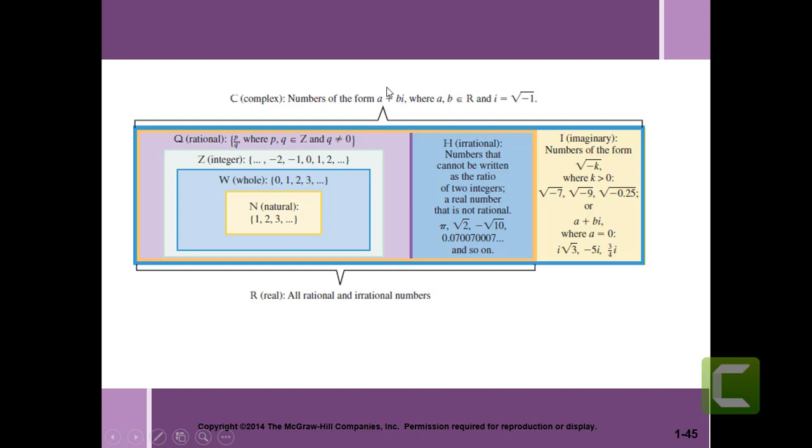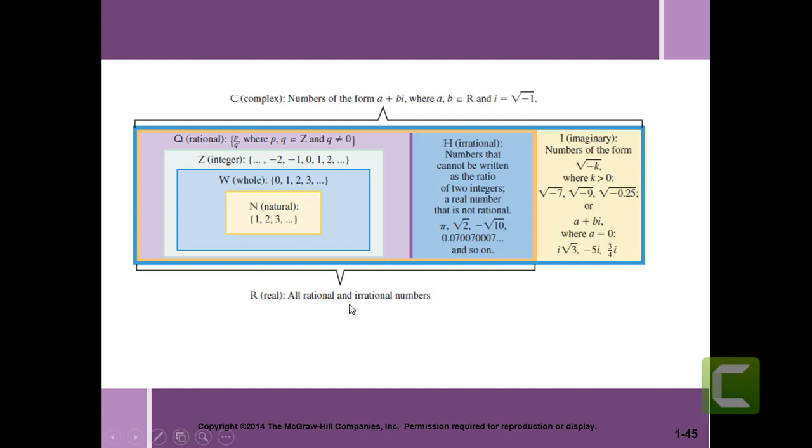And the reason why is because we could take any real number and write it as 0i. So any real number can be written as a complex number. In other words, all real numbers are complex, but not all complex numbers are real.